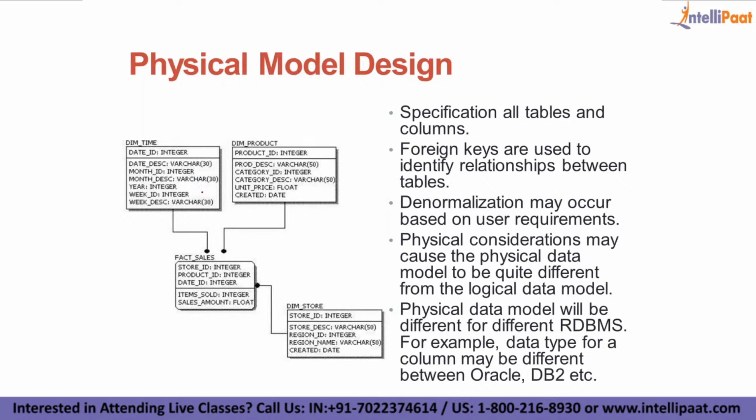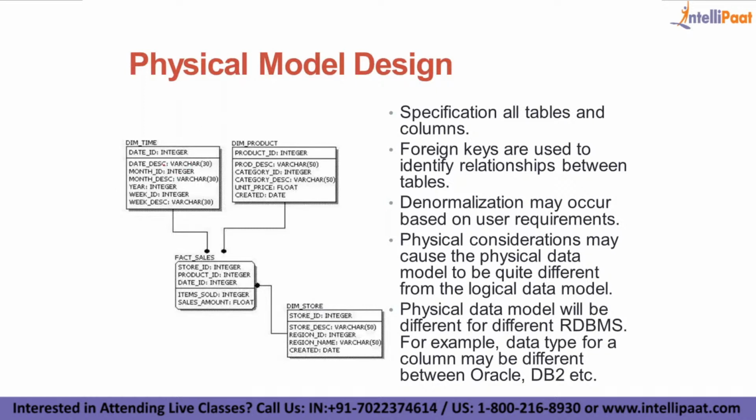For example, consider this one table, the time table. Here the table name is mentioned as dim underscore time. Dim is nothing but dimensions. So dim underscore time, dim underscore product, fact underscore sales. As I told, the sales table will be a fact table. So this is the actual format we will give. Dim underscore store is a dimension table. The dimension tables are connected with the fact table here.